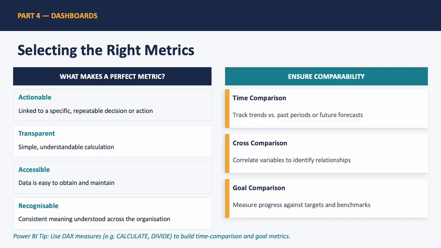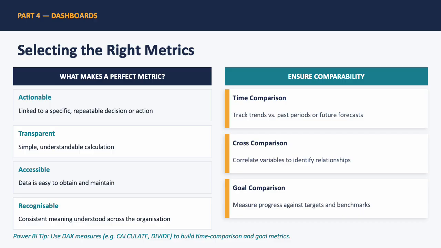There must be a specific, repeatable action that a user can take in response to a change in that metric. If a metric goes up or down and no one knows what to do about it, it should not be on the dashboard. Second, it must be transparent. The calculation must be simple enough that users can understand and trust it.